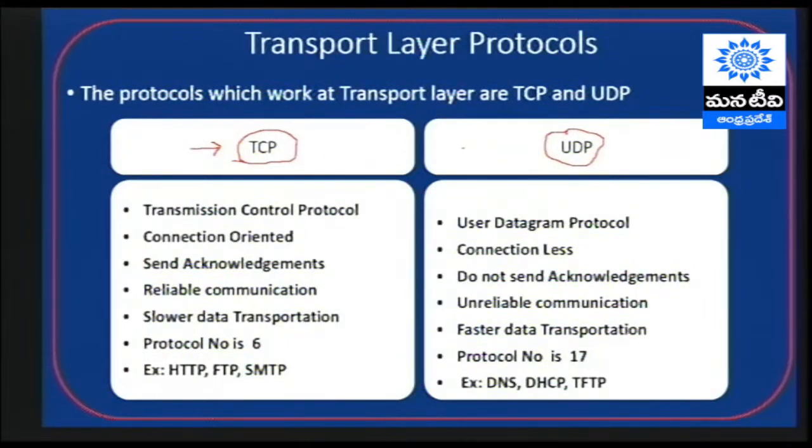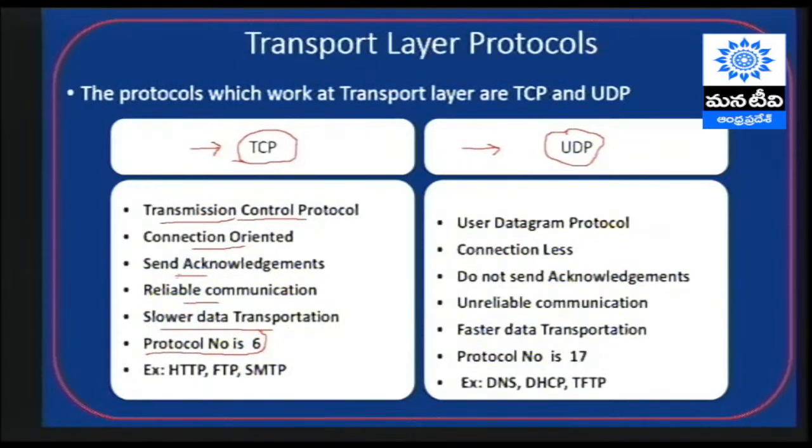So, when you look at the features of these protocols, TCP stands for Transmission Control Protocol. The applications which use TCP are connection oriented. There is always a connection between the source and the destination, and they are reliable because they send acknowledgements. When you send data, you get a confirmation that the data was delivered, and since we have to wait for the confirmation, the data transfer is slow. The protocol number reserved for TCP is 6.